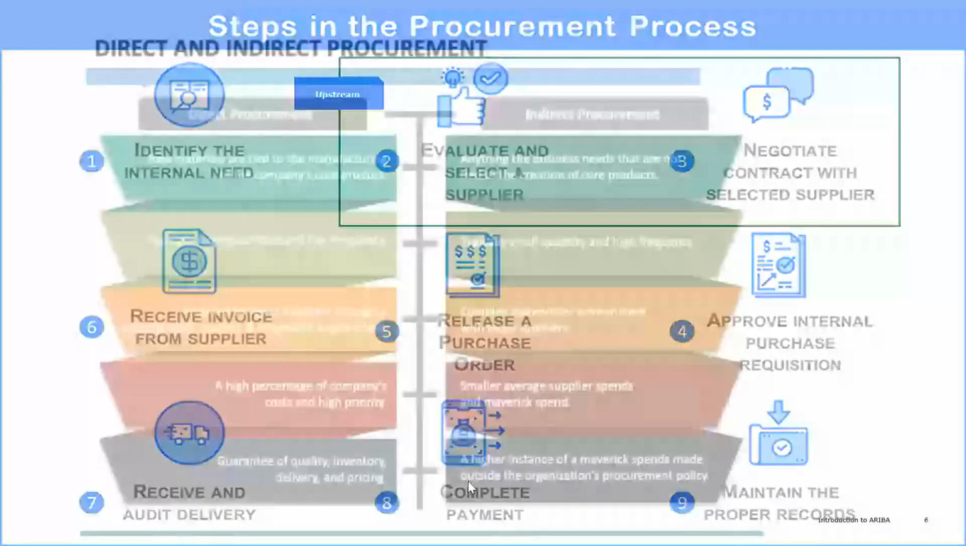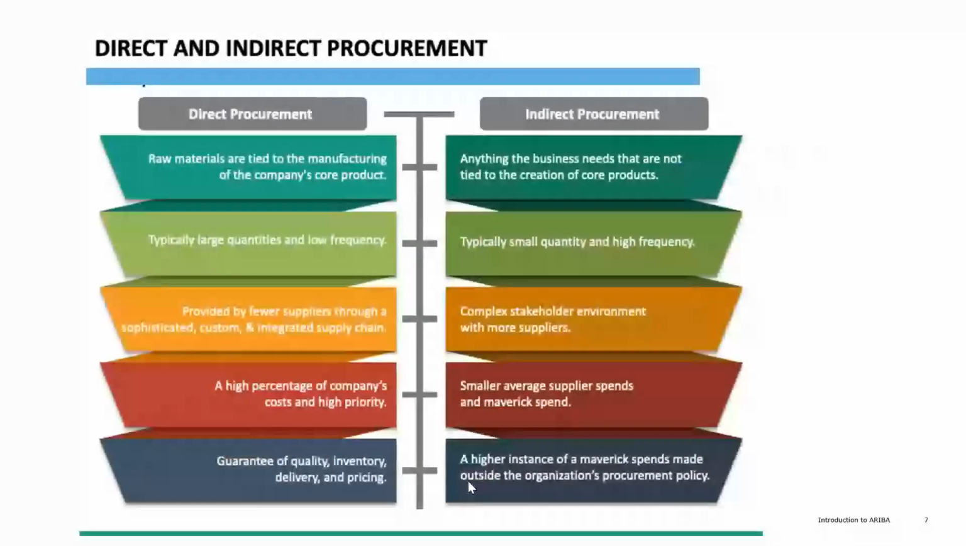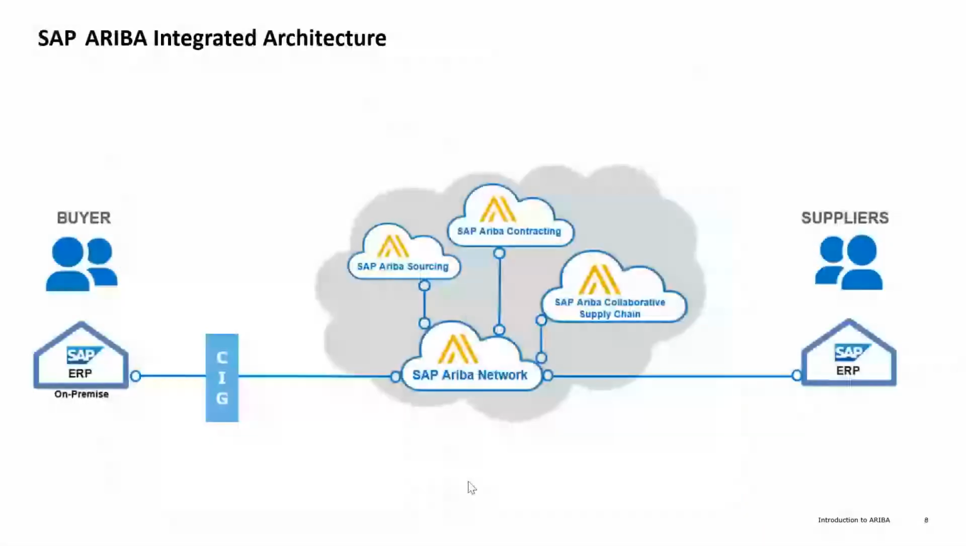Now, as I used the terms direct procurement and indirect procurement, I will come back to this slide a little bit later. Now you can see the overall architecture of Ariba, how Ariba looks. So there is an Ariba Network. This is a strong portal. This is from the buyer side.